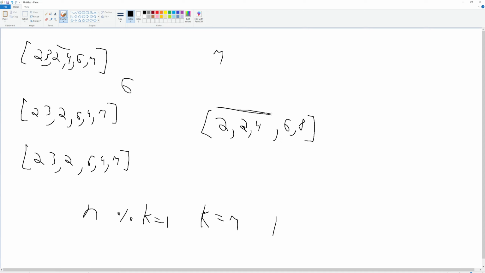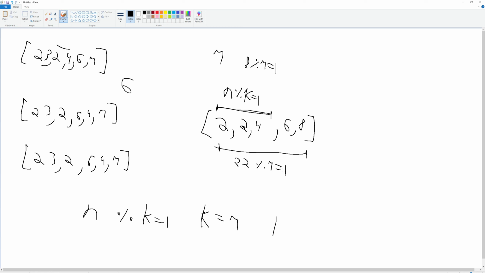Now, when we take this subarray right here, n mod k equals 1, because 8 mod 7 equals 1. Now, if we do this whole array, this is 22. So now we do 22 mod k. So 22 mod 7 again equals 1. So what does that actually mean for us? If we ever get the same remainder, what does that mean for us, right?